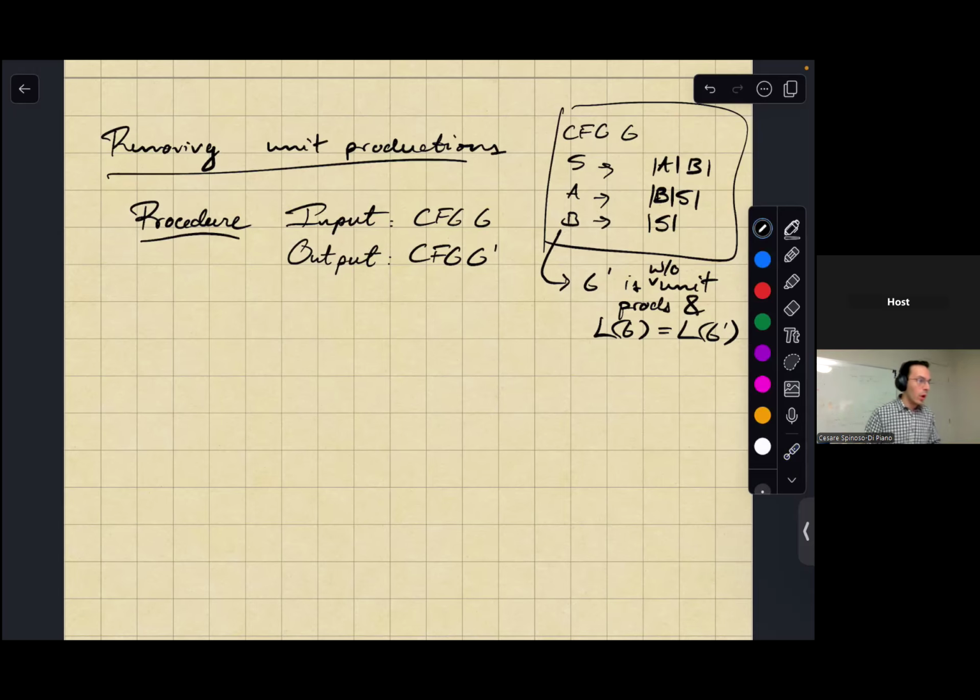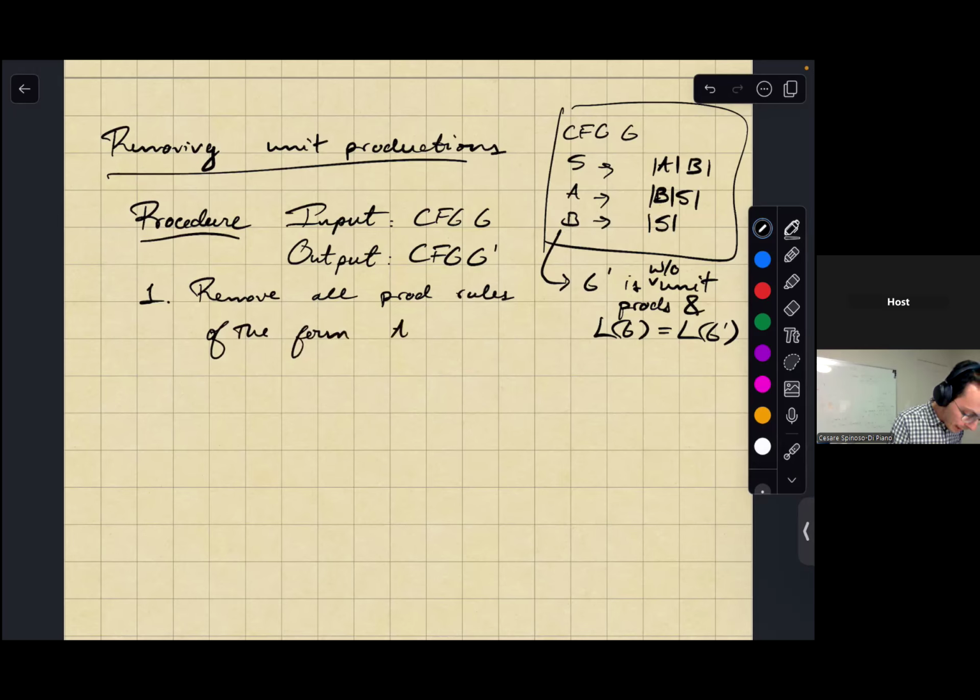Okay. So what are the steps? So the first step is, let's do this: remove all production rules of the form A gives you A in G.